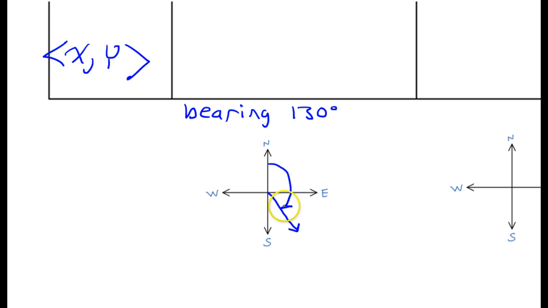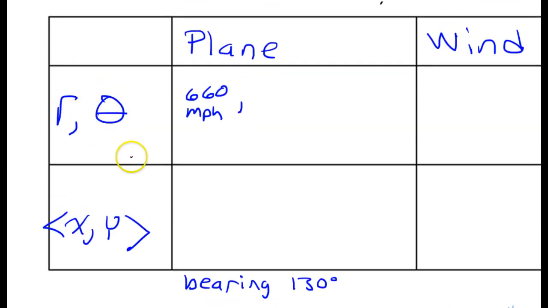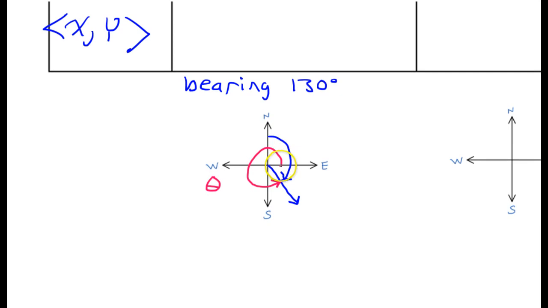Okay, so this is an illustration of a bearing of 130 degrees. But what we need is the angle that is measured from the positive x-axis. So we need to know this angle that I'm drawing right now. And we're going to call this angle theta. When we talk about magnitude and direction, this theta always has to be measured from the positive x-axis. So what am I going to do?